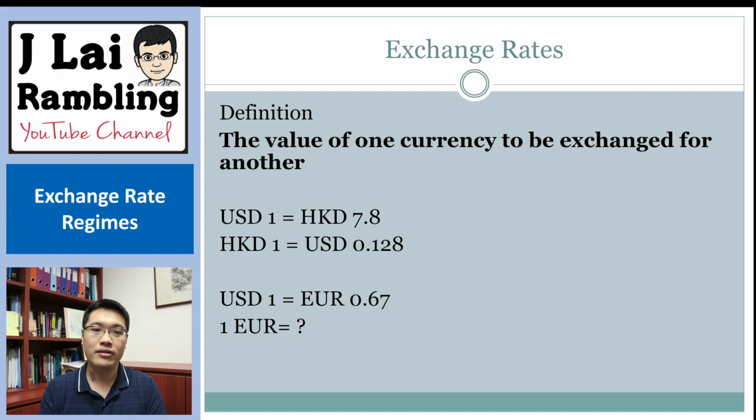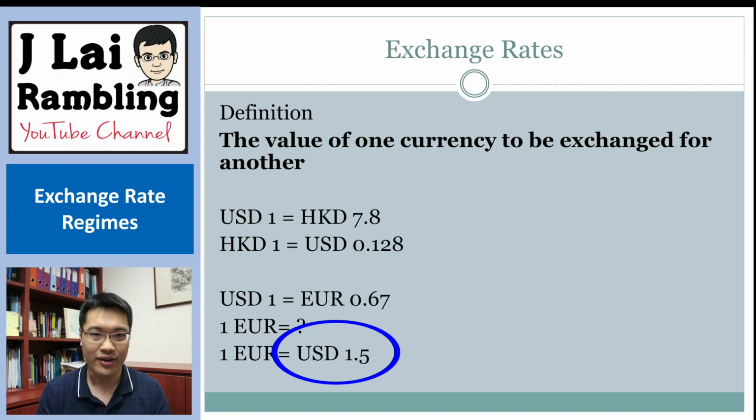In general terms, the value of 1 US dollar is equivalent to 0.67 euros. So how do we work out what the equivalent of 1 euro is in terms of US dollars? Basically, it's a reciprocal. 1 over 0.67 gives you 1.5 USD. 1 euro equals 1.5 USD.